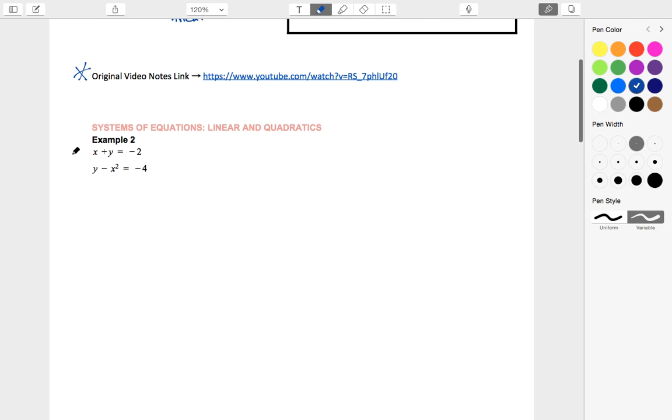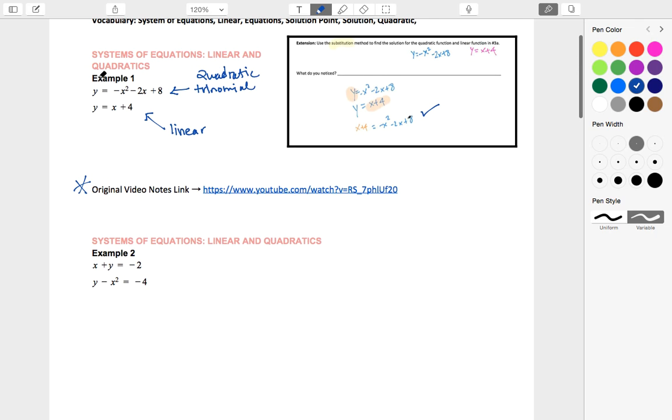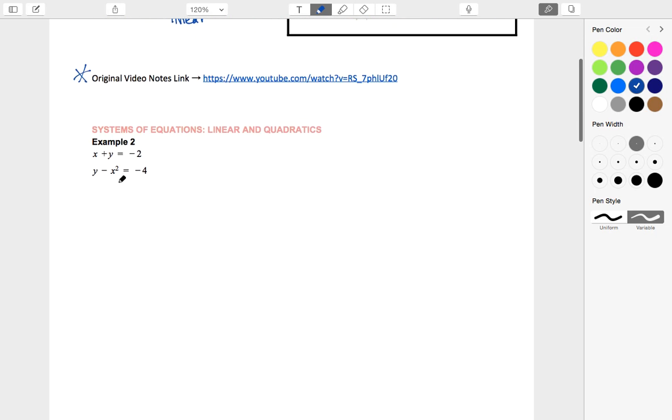So right here we have a system. We have x plus y equals -2. And then we have y minus x squared equals -4. Now, for instance, in this example, the variable was already isolated, and we could easily just substitute x plus 4 into y, like I did right here. And then you can go ahead and combine like terms and solve for x. This is not the case here, right?